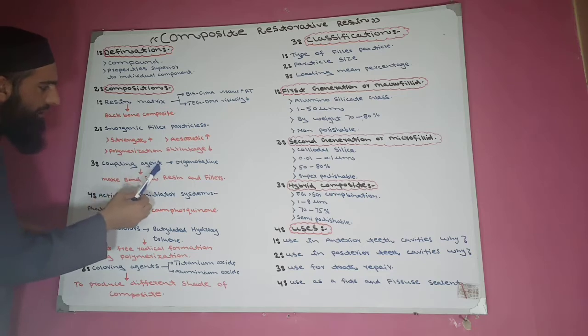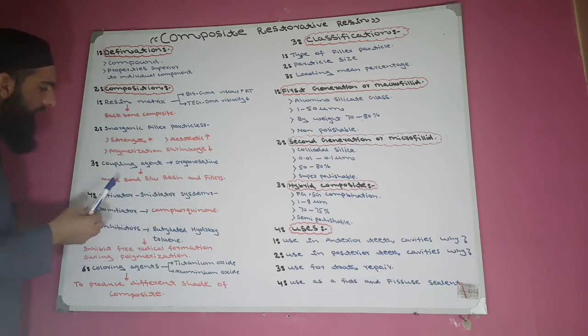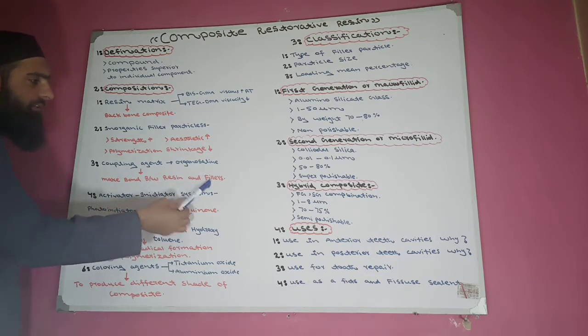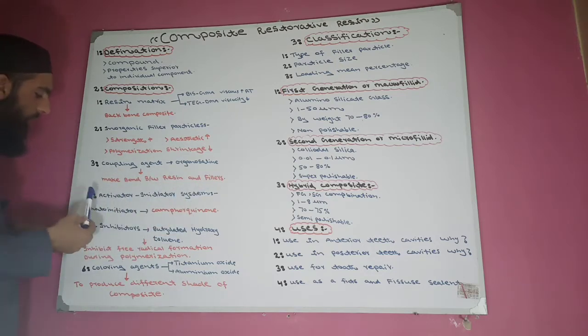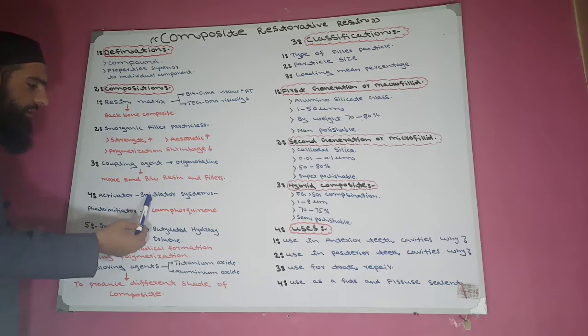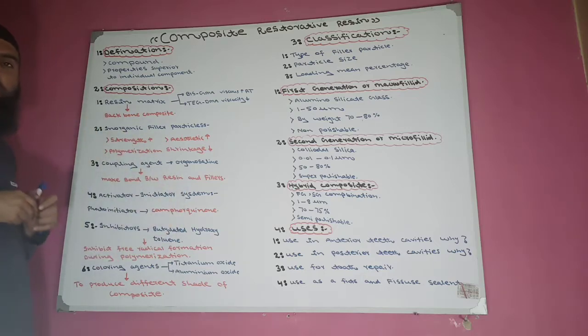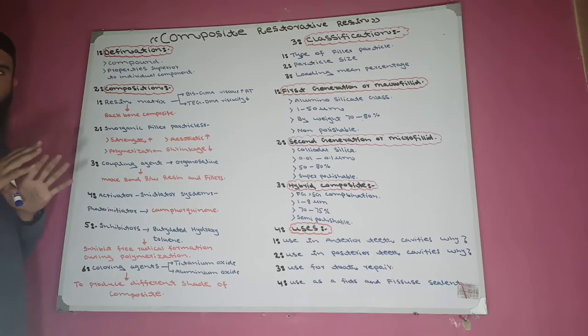Now the coupling agent is organosilane. What is the function of a coupling agent? To make a bond between resin and fillers. The fourth component is the activator-initiator system. Now the composite resin is set by a polymerization reaction.